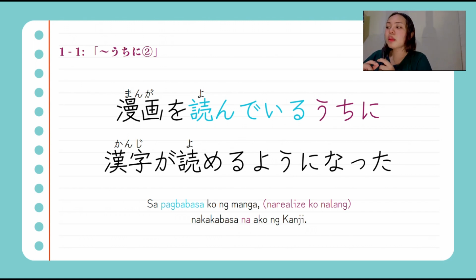Okay? So, magbasa ng manga, we say manga o yomu. But again, if you're going to use uchini, kung hindi mo siya gagamitin with the negative form, it always has to be in its progressive form.